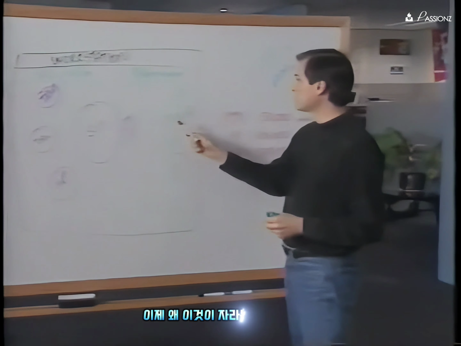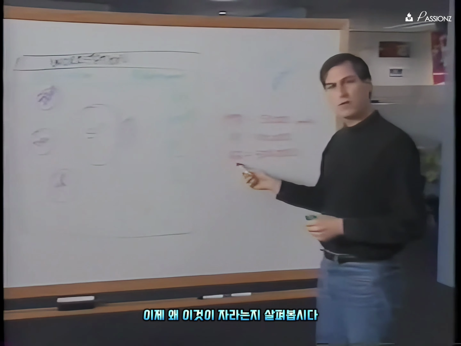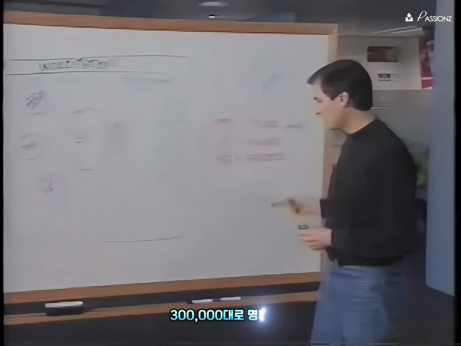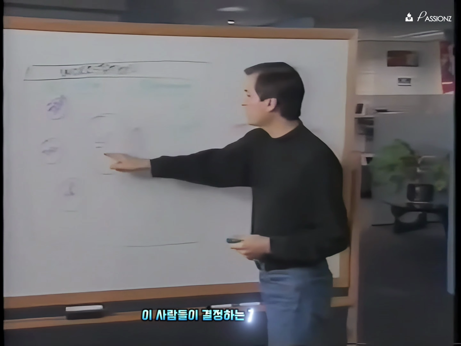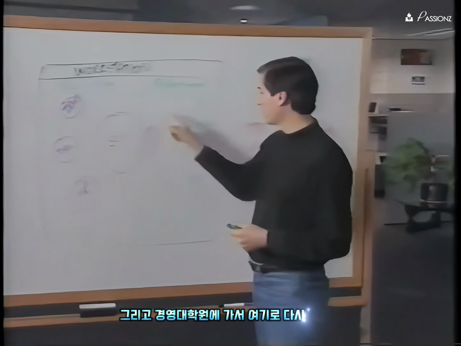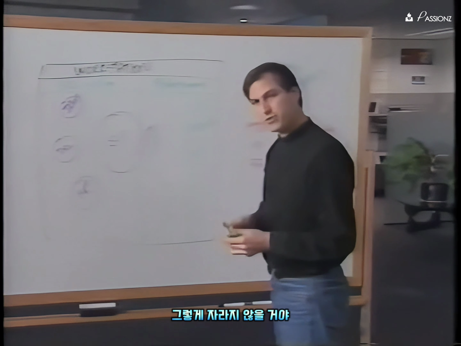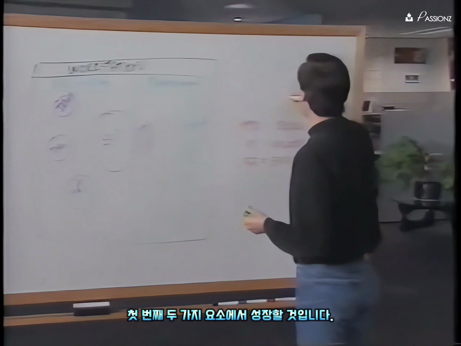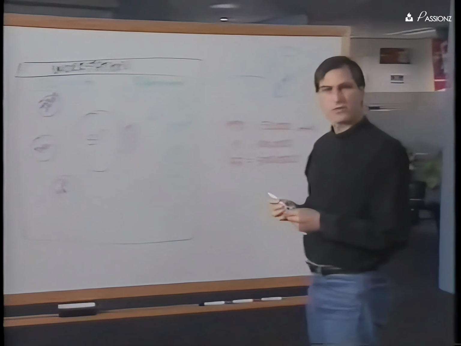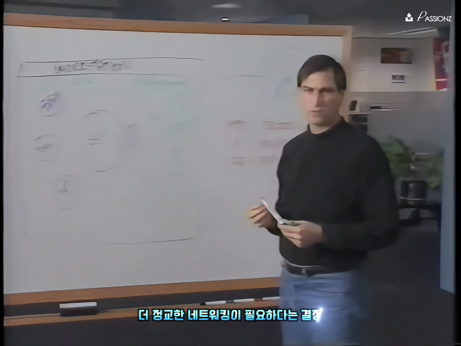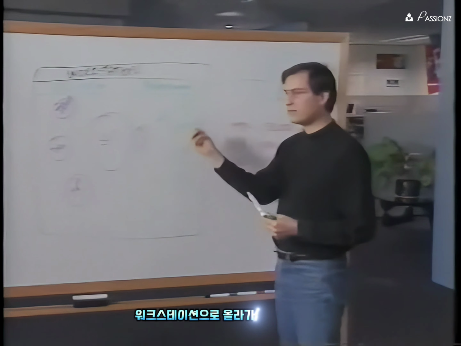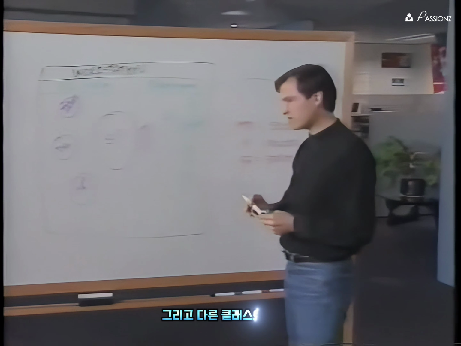Now, let's examine why this thing is going to grow. What is going to cause this thing to grow from 50 to 100,000 to 300,000 units? Clearly, it is not these people deciding to stop being engineers and go to business school and reemerge over here. That's not how it's going to grow. It's going to grow from two factors. Number one, these folks moving in: PCs and Mac owners deciding that they need more sophisticated networking, more sophisticated development environments, etc., deciding they need to step up to workstations. And one other class of users.